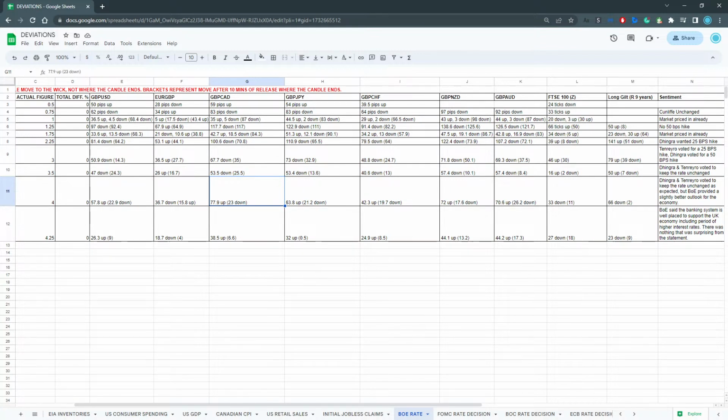FTSE 100 was down by 27 ticks, and after about 10 minutes of trading, it was going in the same direction, but it kind of clawed back some of its initial loss, and it was down by 18 ticks. And then the gilts, or the long gilt for the 9 to 10 year, is down 23 ticks, and after about 10 minutes of trading, it was still down by 9 ticks, but again clawed back most of its loss.